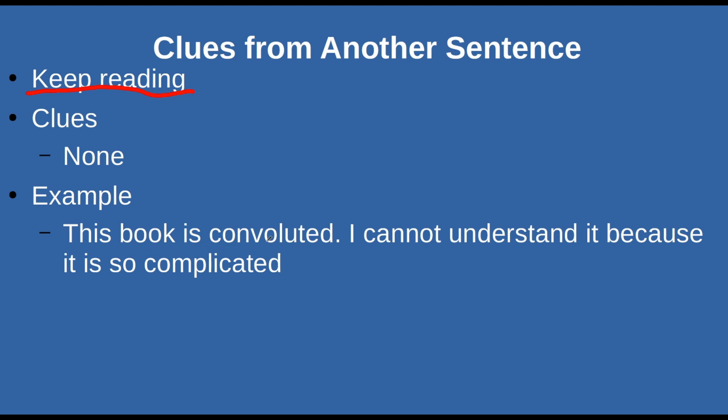So here's our example. This book is convoluted. Again, our mystery word is not defined in this sentence. There's no example, there's no definition, there's no contrast. However, keep reading. I cannot understand it because it is so complicated. So right there, we have our little friend here who gives us a tip about what's going on. Convoluted means complicated.